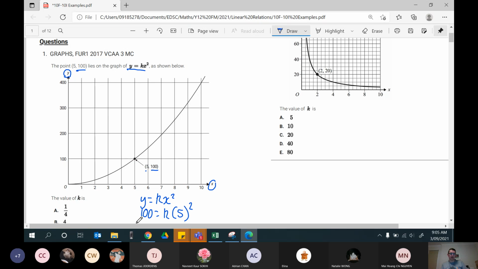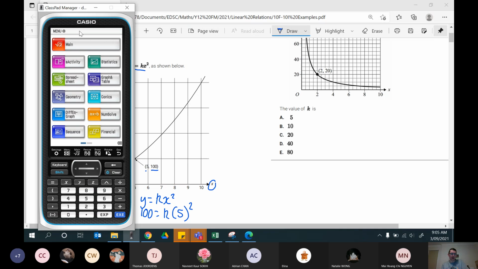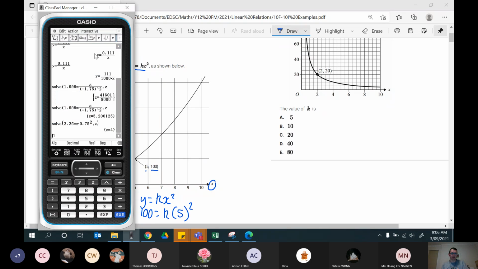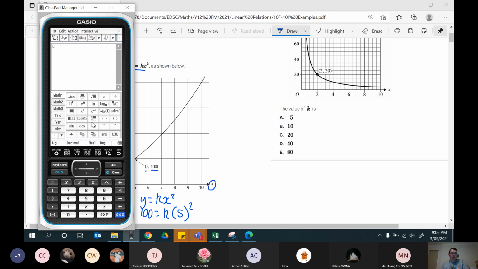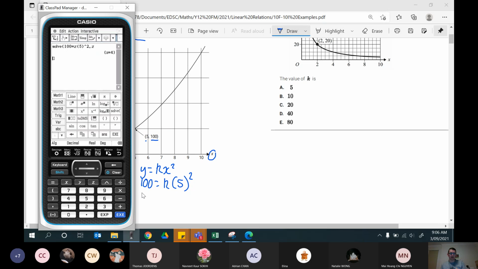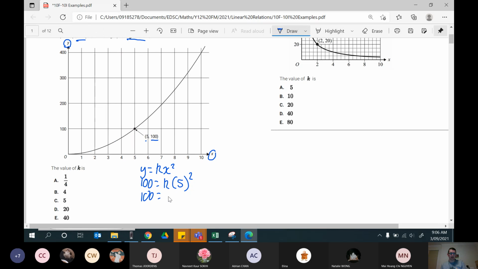Now I can do this on my CAS and I could do solve. You could use x for k, but I like to use z just to distinguish it for you guys. So all I can do here is bring up your keyboard, do a solve, and type in 100 equals z bracket 5 close bracket to the power of 2. Then comma, I want to solve for z, and then hit execute, and it will tell me it's 4.